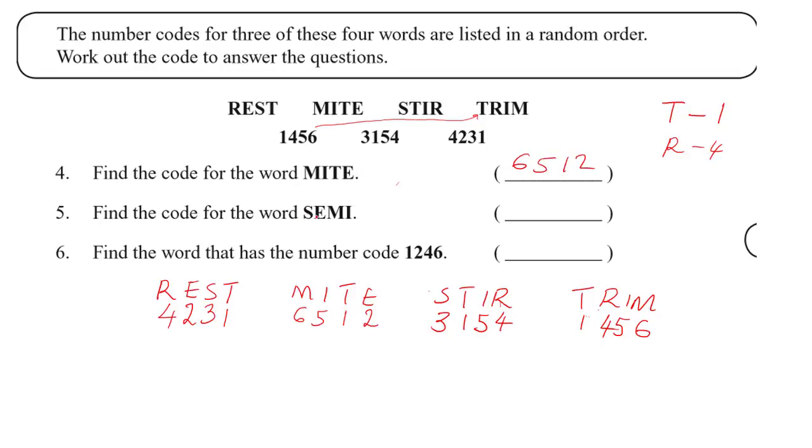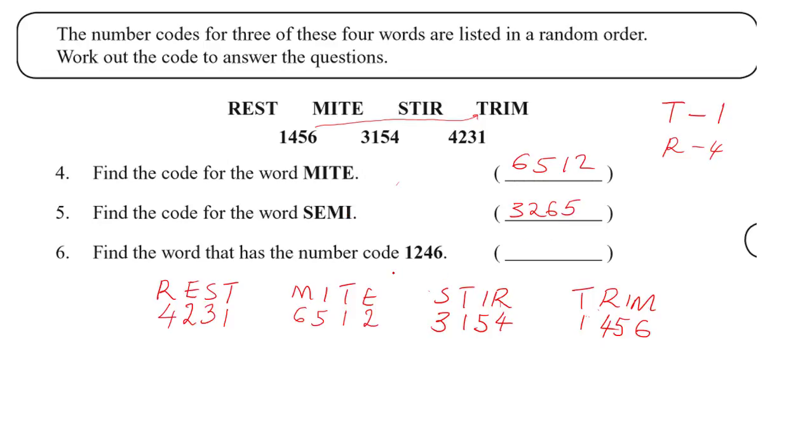Then do semi, S-E-M-I. Okay, so we don't have that, but we know that S is 3. We know that E is 2. We know that M is 6. We know that I is 5.